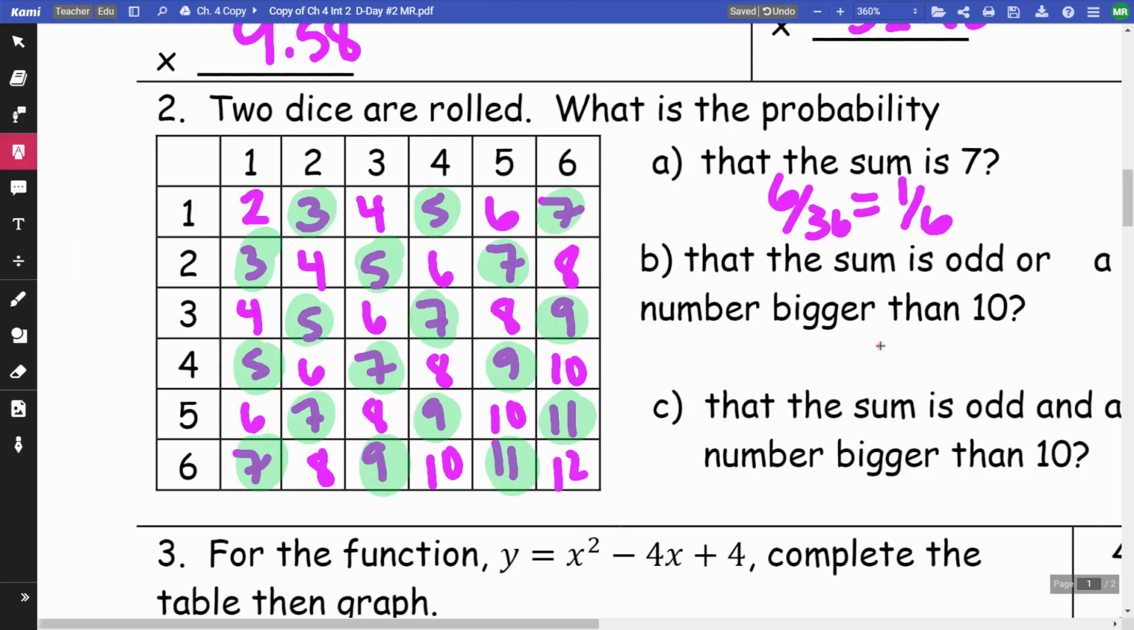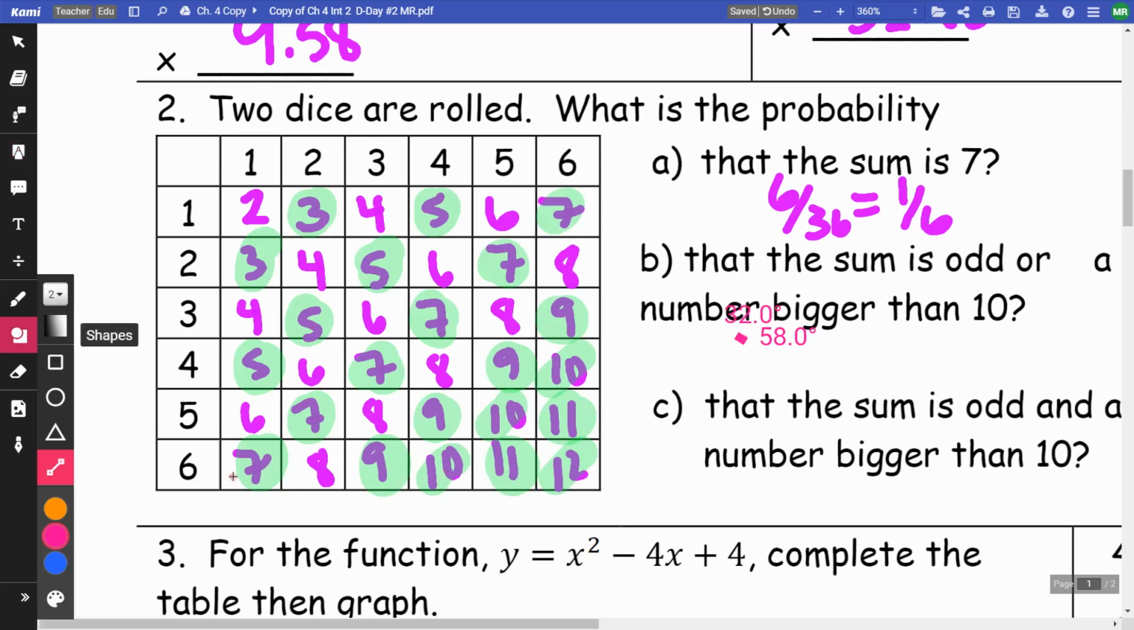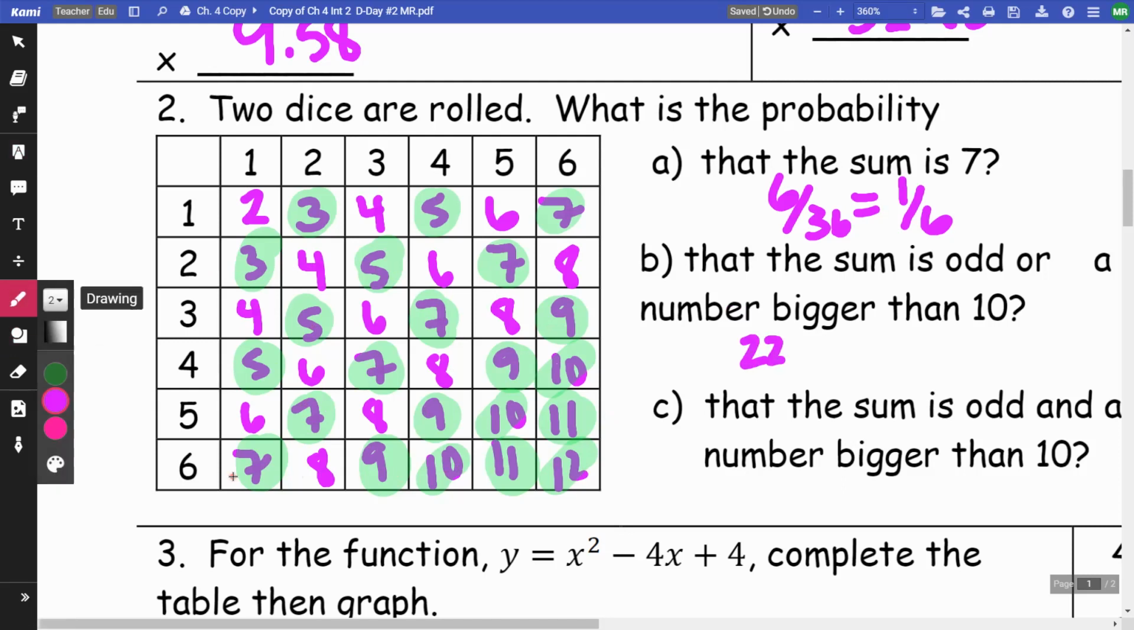But it also had or a number greater than 10. So now I'm going to add on numbers that are greater than 10. So that's going to include 10, 10, 10, and 12. So now when I count, I've got 1, 2, 3, 4, 5, 6, 7, 8, 9, 10, 11, 12, 13, 14, 15, 16, 17, 18, 19, 20, 21, 22. 22 out of 36 or 11 out of 18.